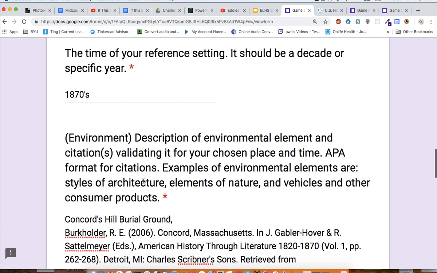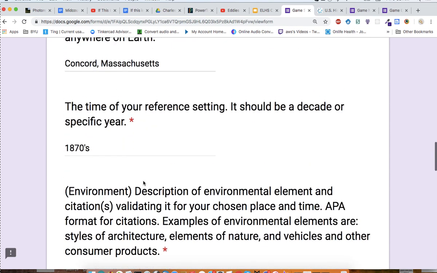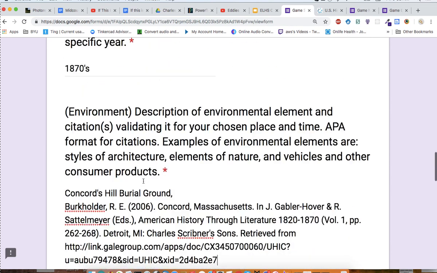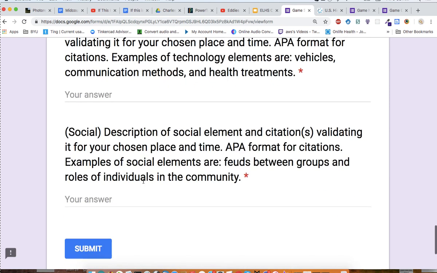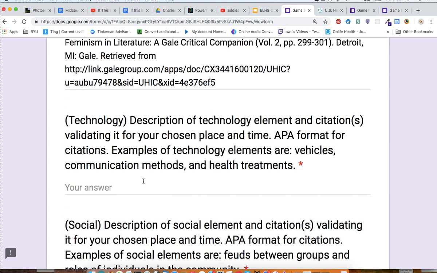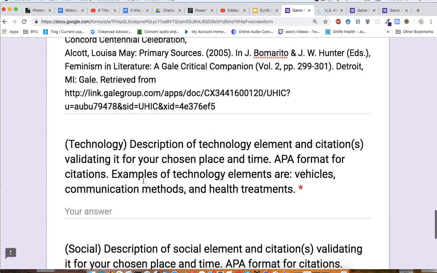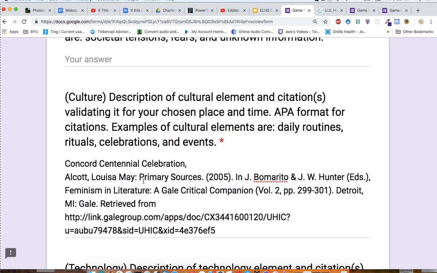So for each of these elements, make sure you realize that you don't have to pick the place and time first. You can just start researching the database and come up with your place and time after you explore. Enjoy the process of exploring.